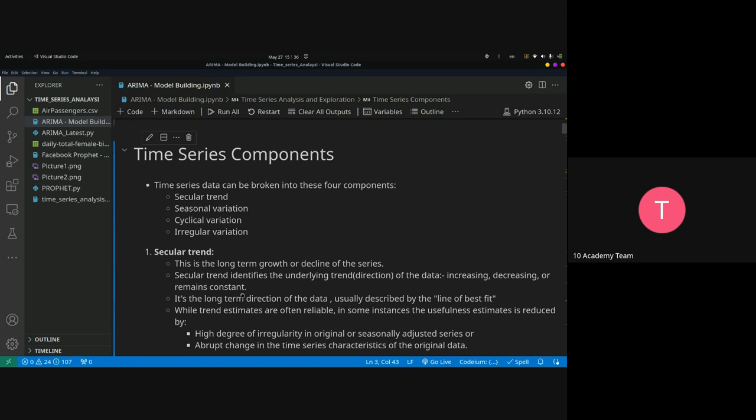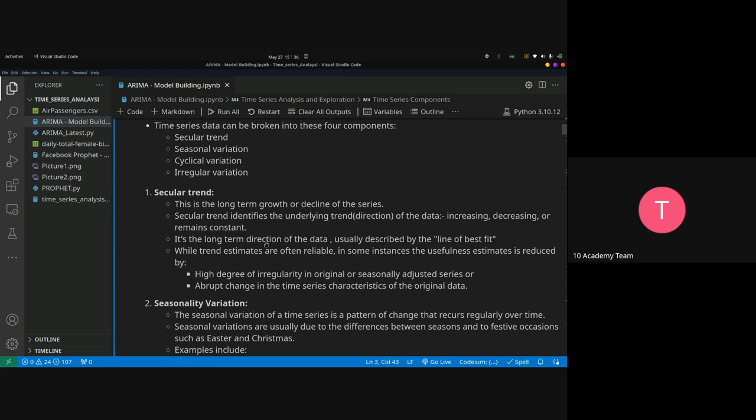This time series has four components. The first one is trend, and the second one is seasonality, cyclical variation, and irregular variation, or sometimes we call it residual, right? So trend is the long-term growth or decline of the series. It's a long-term growth or decline of some variable that we want to predict, right?